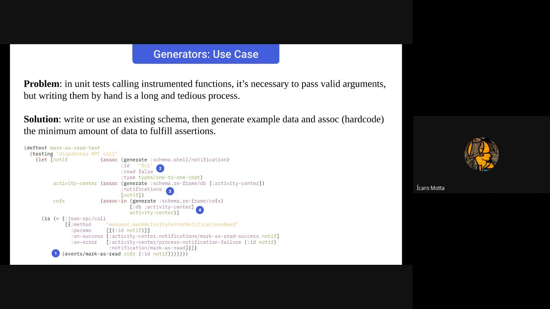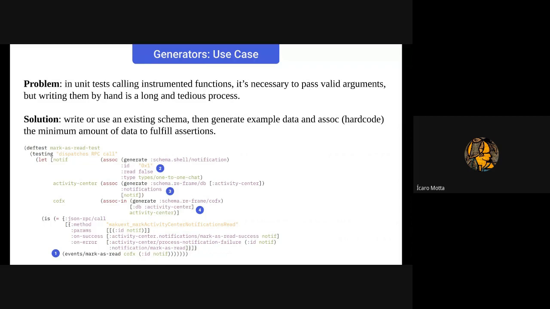So if we define a schema, instrument the function, and generate the data in the test, we have a higher likelihood that we will catch an error if we used incorrect information.